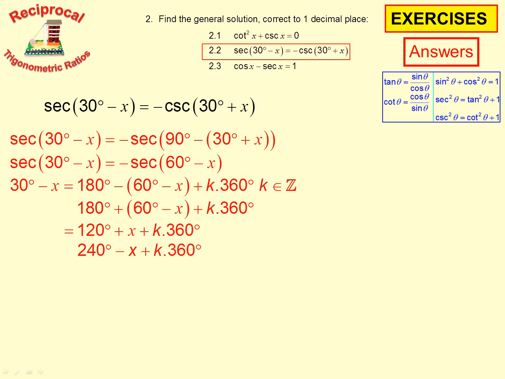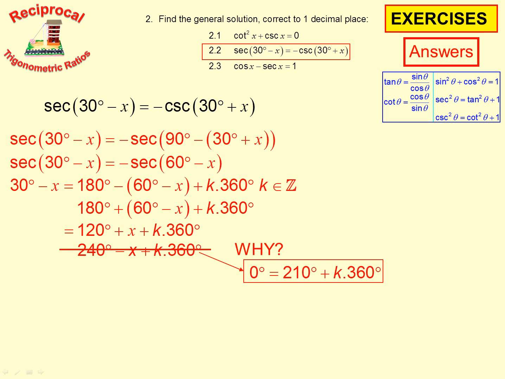Simplifying the right-hand side, why have I crossed that one out? If you simplify it, you're going to end up with 0 equals 210 degrees. That's a no-no, impossible.